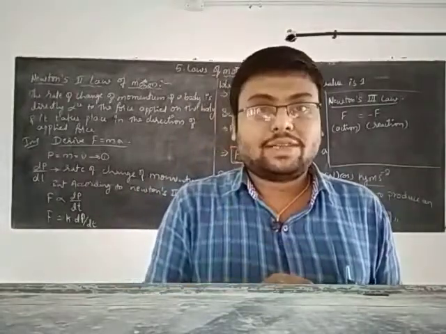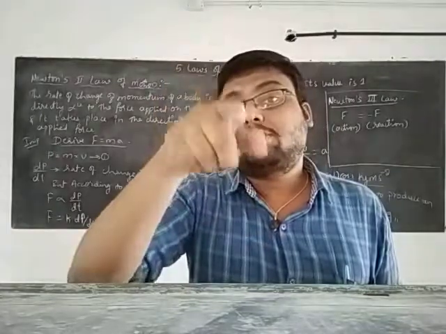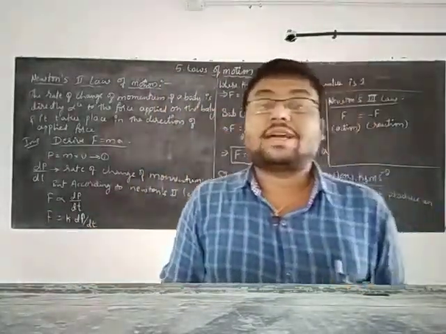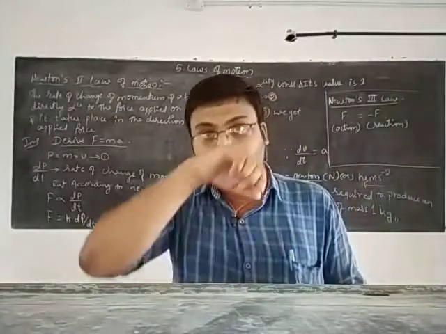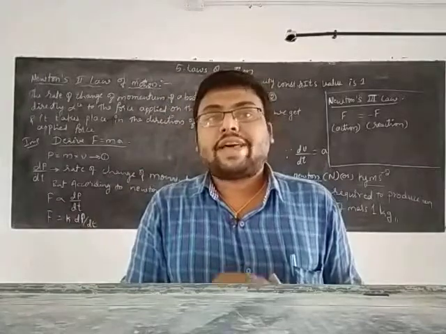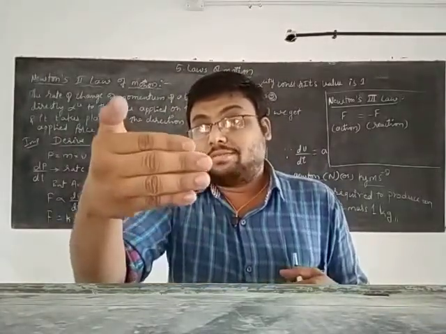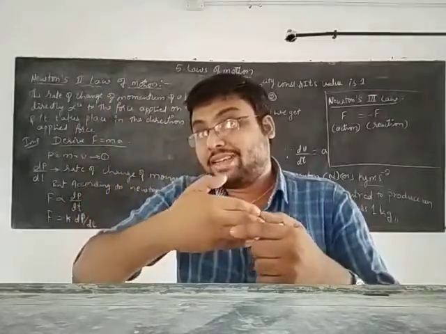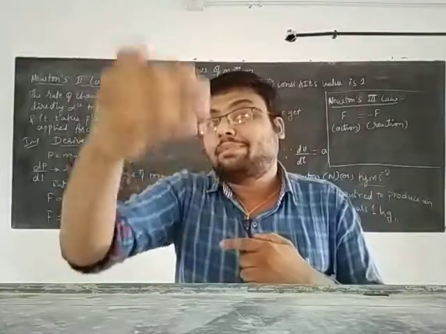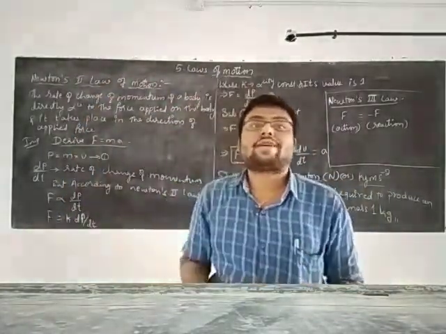Another example you can take is the firing of a bullet. When you fire the bullet, the bullet moves in a forward direction, that is the action. And similarly, the gun travels in a backward direction, that is the reaction. The gun exerts force on the bullet, so the bullet moves forward, that is the action. Then the bullet also exerts force on the gun, so the gun moves backward, that is the reaction.